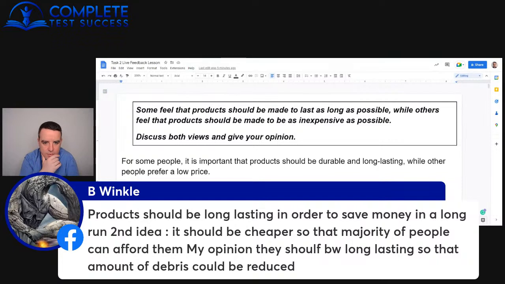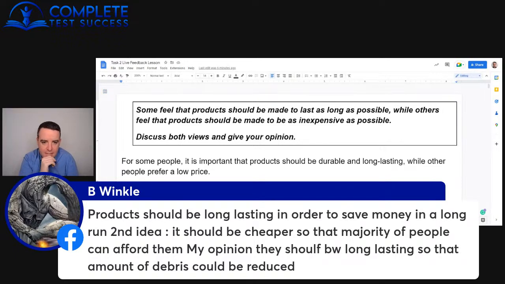Winkle, products should be long-lasting in order to save money in... so the phrase is "in the long run." So not "a long run," but "in the long run." However, that is too informal for the IELTS test. So that's a great phrase for your speaking, but you must use formal vocab in the IELTS test. The idea is correct, but the language isn't appropriate.